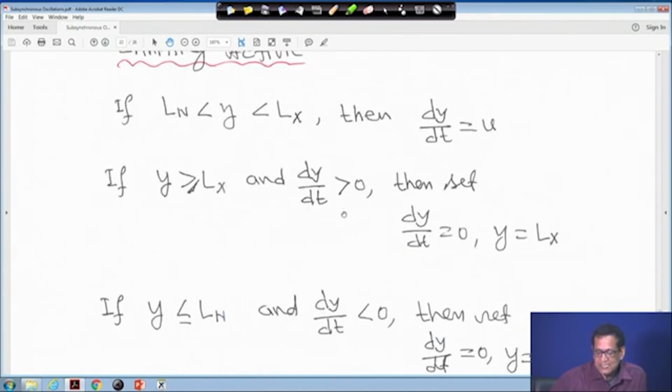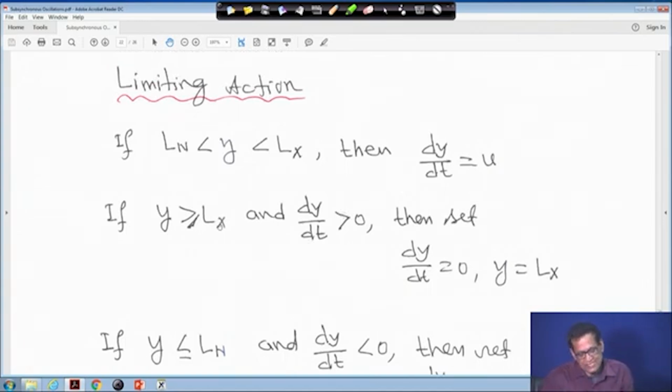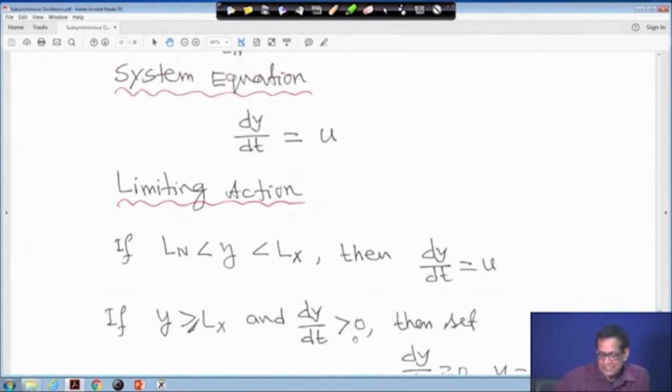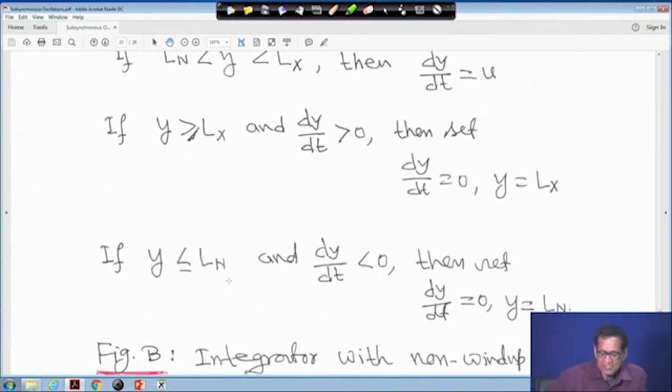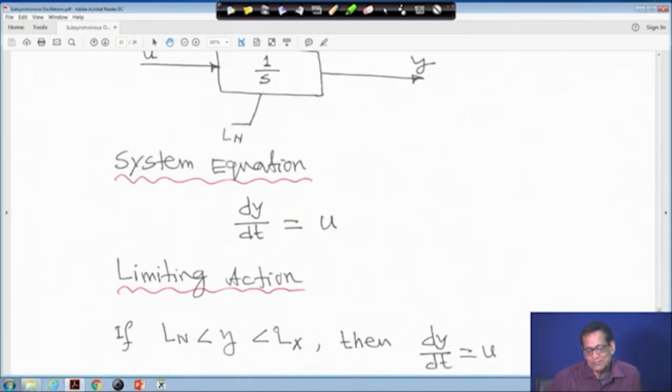then dy dt is 0, so both things are there. If y is greater than Lx and dy dt is greater than 0, that is positive, then you set dy dt equal to 0 and y equal to Lx. So, this is another constraint. Similarly, if y is less than or equal to Ln and dy dt is less than 0, then again set dy dt to 0 and y equal to Ln. So, this is your non wind up limits.